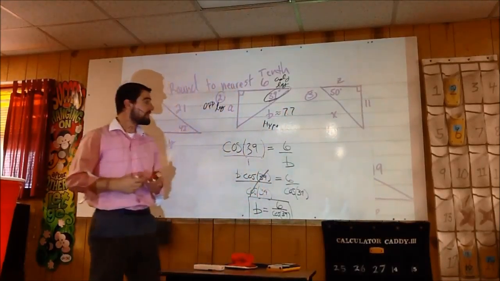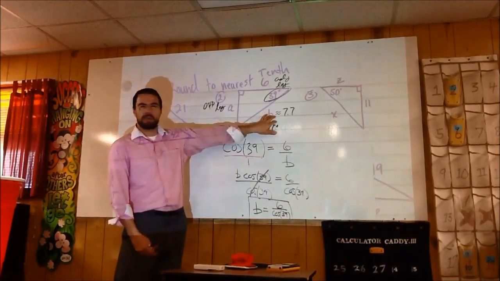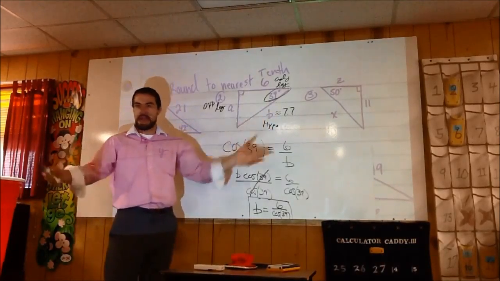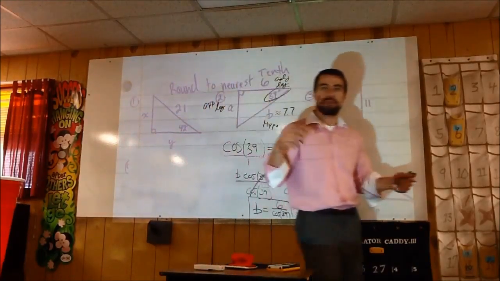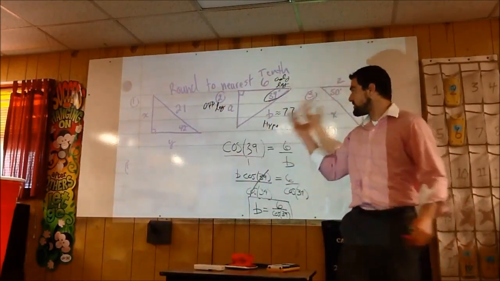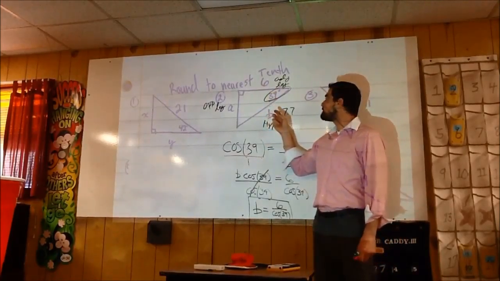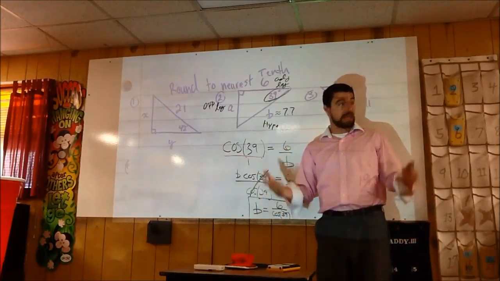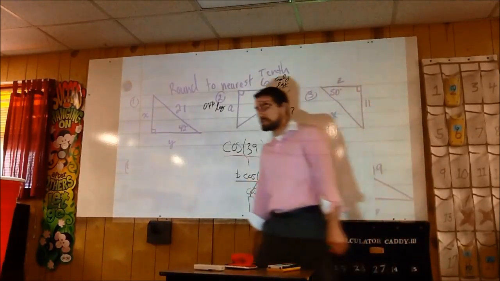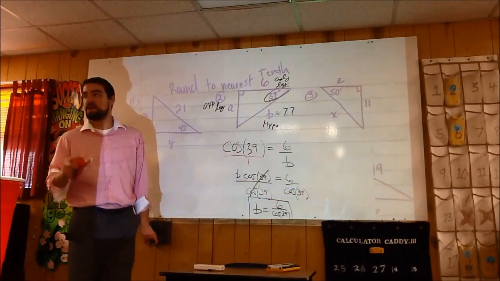7.7. Fantastic. These answers make sense because the hypotenuse should be the longest. We don't get negative values. If you get a negative value for a side length, that should be a red flag. And then also just make sure that they make sense. Your hypotenuse should be the longest. The shortest side should be opposite the smallest angle. So just make sure your answers make sense before you move on to the next problem. Please ask questions if you have them.